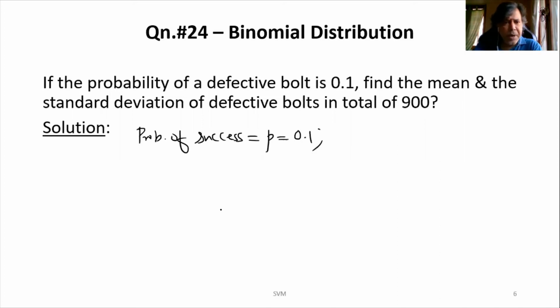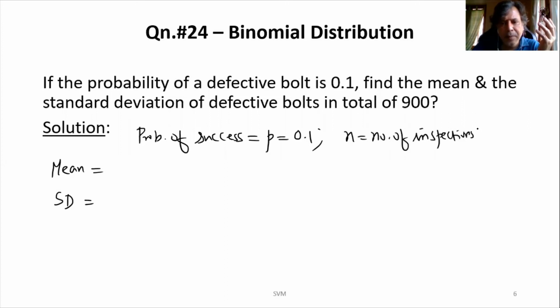I am considering the probability of identifying a defective bolt as a success. Now find the mean and standard deviation. We are supposed to find the mean and then the standard deviation of defective bolts in a total of 900. That means they have given you the total trials, total checks or total inspections. That is N, the number of inspections or number of trials. You are going to check those 900 bolts.